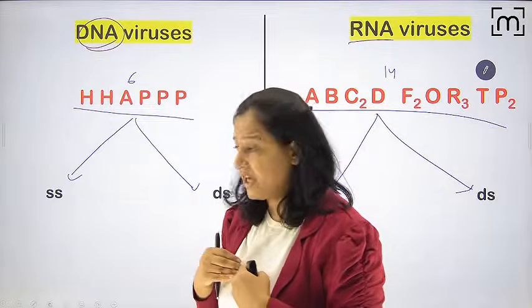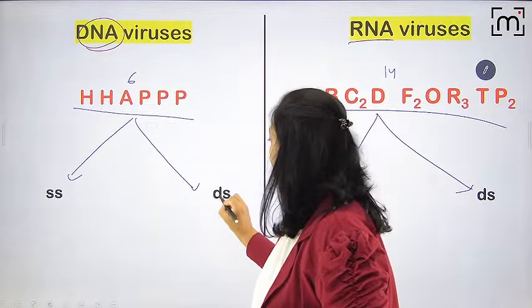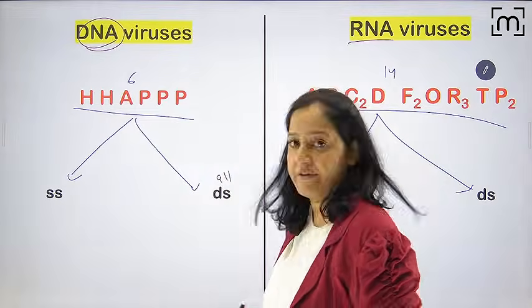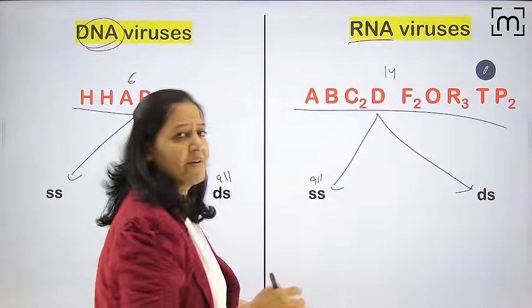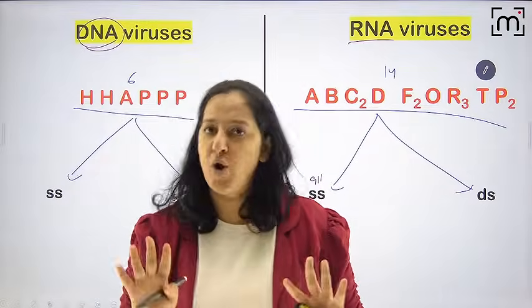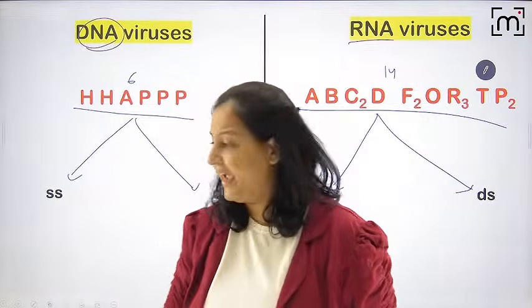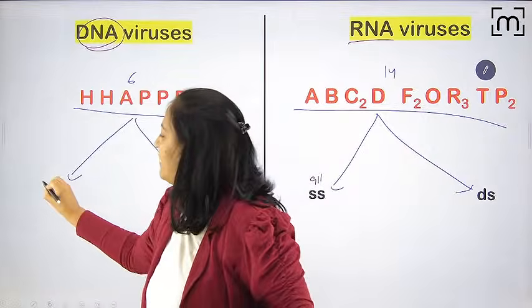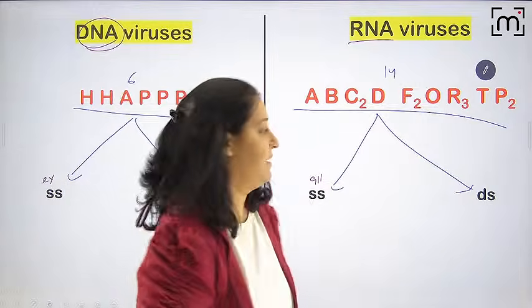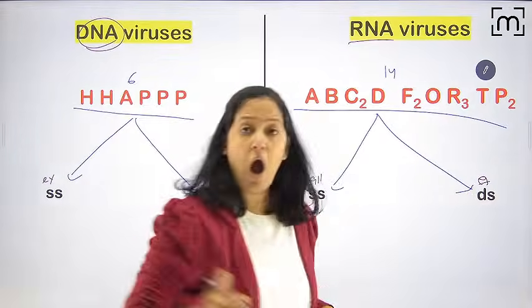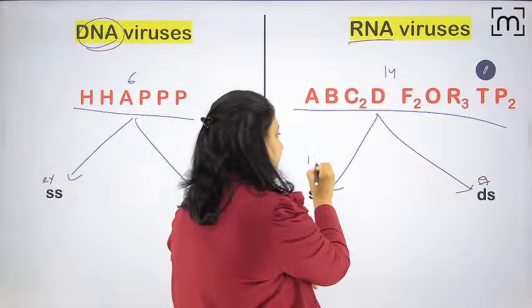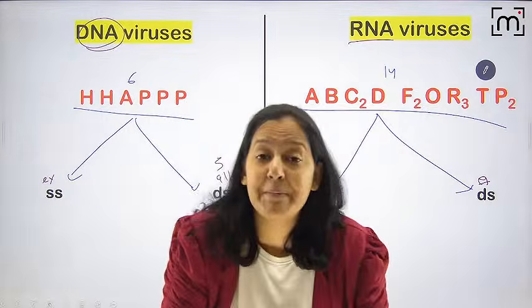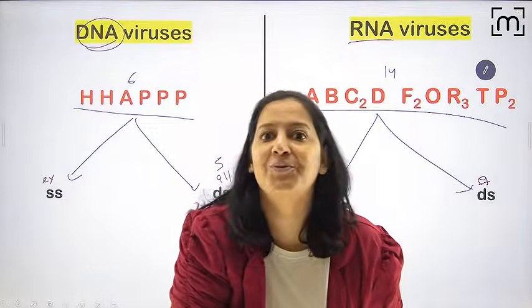So according to common sense, all DNA viruses should be double-stranded, because DNA is a double-stranded molecule, and all RNA viruses should be single-stranded. Common sense is correct most of the time, except for one exception. Out of the 6 DNA families, 5 will come here, and out of the 14 RNA families, 13 will come here. So tell me the exceptions, quickly. That's your MCQ.